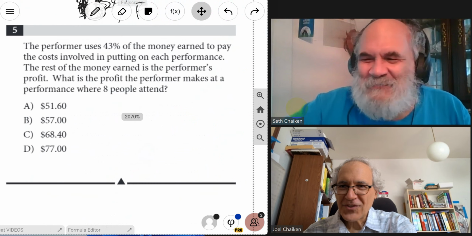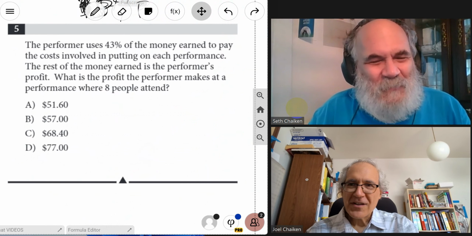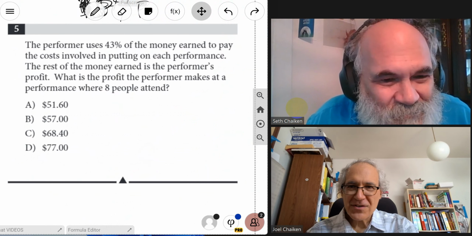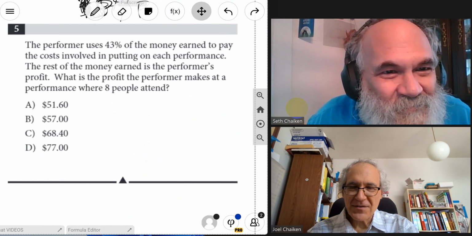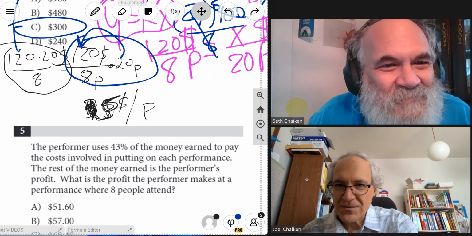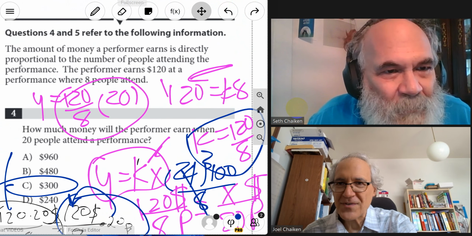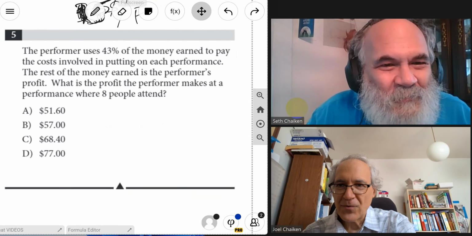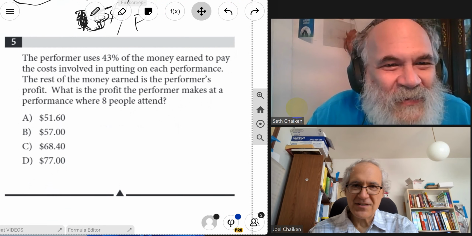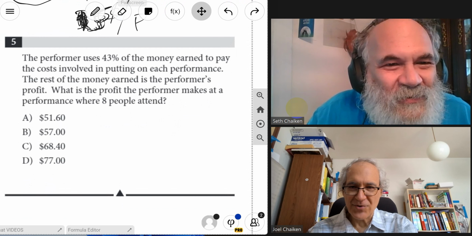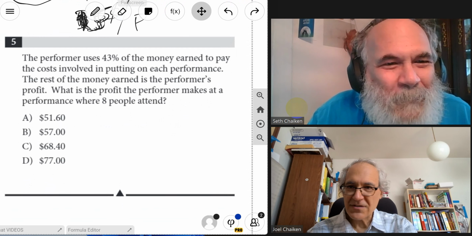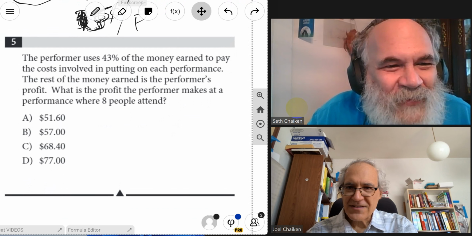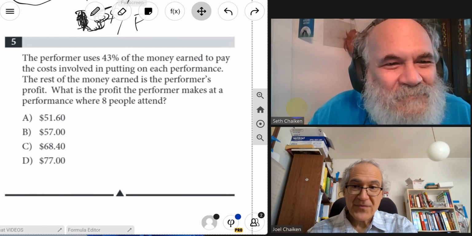Now, percent problem. The performer uses 43% of the money earned. Wait, is that how much was earned? Yeah, the performer earns, right. That was a good point, Seth, that you digested that. The performer uses 43% of the money earned to pay the costs involved in putting on each performance. So he or she has some costs. The rest of the money earned is the performance profit. What is the profit the performer makes at a performance?